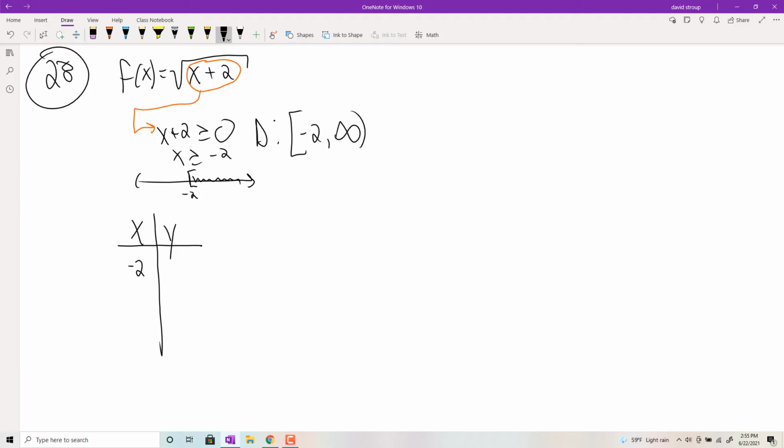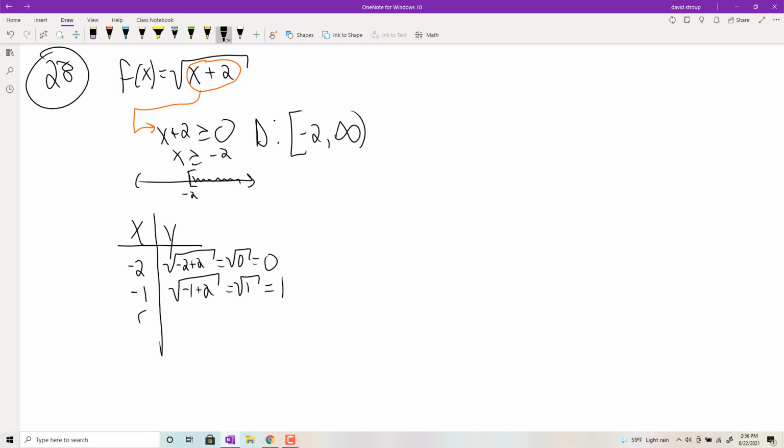If I put negative 2 in there, I get the square root of negative 2 plus 2, which is the square root of 0, which is 0. So that one's fine. I can find that on the number line. Negative 1 will work too. I can put negative 1 in there, no big deal. Negative 1 plus 2 is 1, and the square root of 1 is 1.